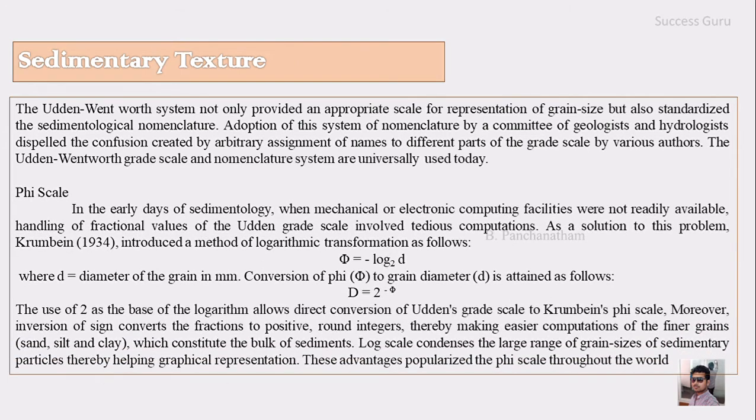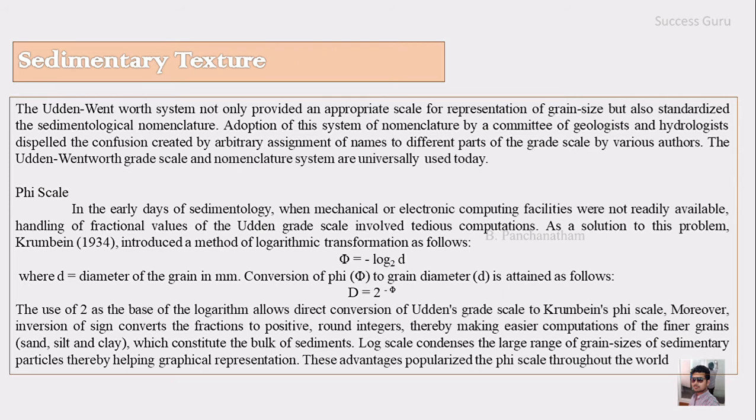Next comes the phi scale. In the earlier days of sedimentology, when mechanical or electronic computing facilities were not readily available, handling fractional values of the Wentworth scale, say 1 by 16 or 1 by 32, involved tedious computation. As a solution to this problem, Krumbein in 1934 introduced a method of logarithmic transformation as follows. Here phi is equal to minus log base 2 of d, where d is the diameter of the grain in millimeter, and conversion of phi back to grain diameter is attained by d equal to 2 power minus phi.